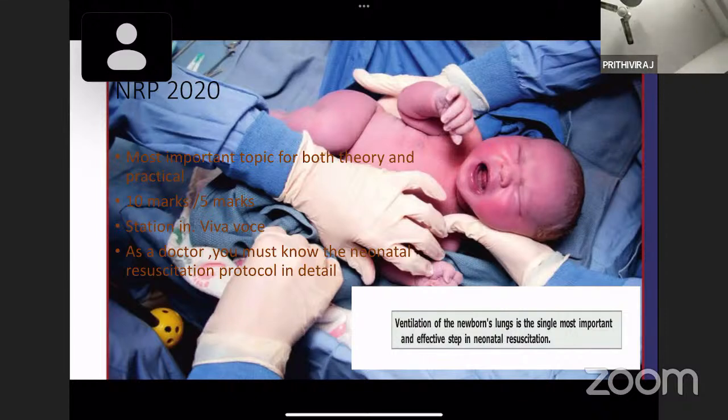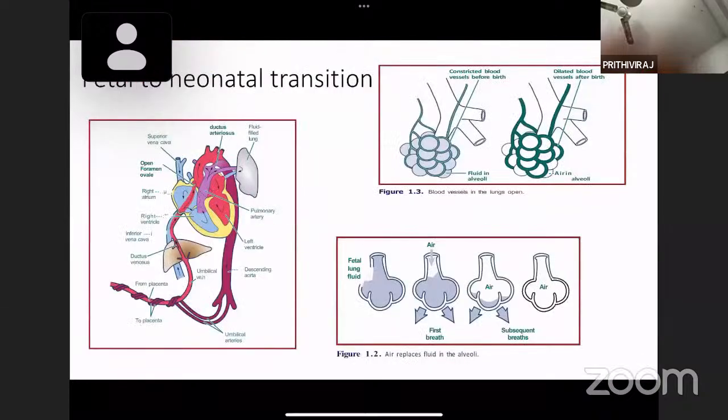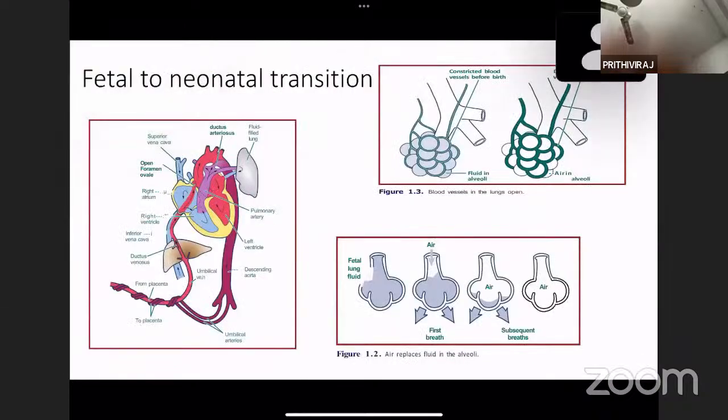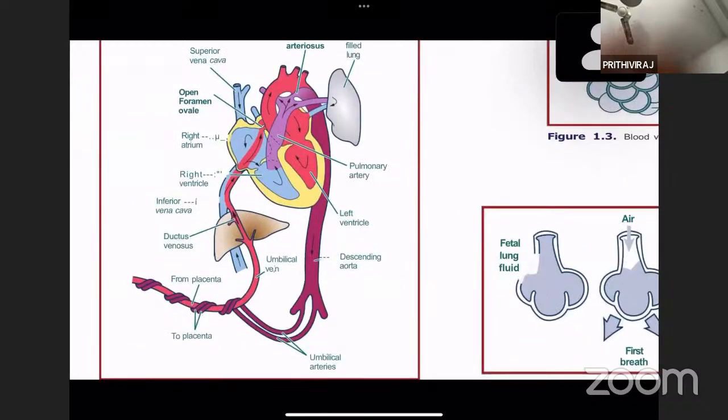Now, let us look at this diagram. When the fetus is in utero, the lung is completely filled with fluid, so the lung has no role in respiration. Where does the fetus get its oxygen and nutrition from? As you all know, it is the placenta. Normally the umbilical vein carries oxygenated blood from the placenta to the fetus via three important channels, so that this oxygen helps major organs like the heart and brain to survive, grow and develop.